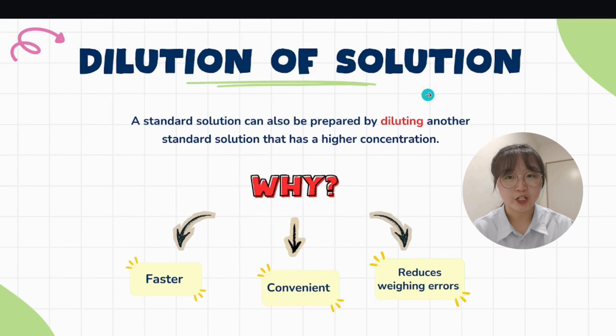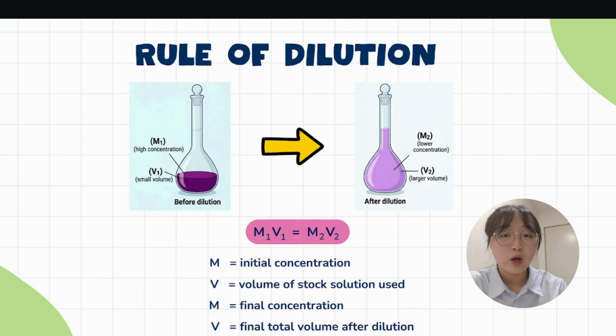Alright, so now we're going to move to the second part of our lesson today, which is dilution of solution. When we're talking about dilution, there is one formula or rule that you always have to bear in mind, which is M1V1 equals M2V2.